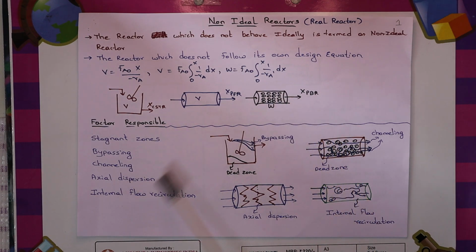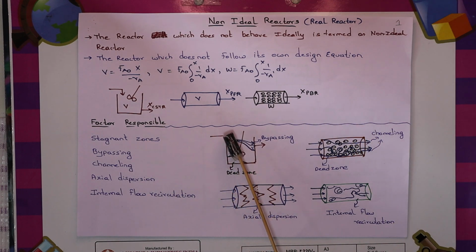So what are the possible reasons that the reactor is not behaving ideally, the factors responsible? Stagnant zones in the reactor, bypassing, channeling, dispersion, internal flow recirculations. These are some factors which cause the ideal CSTR to behave non-ideally, the ideal PFR to become a non-ideal PFR, and the packed bed reactor to become a non-ideal packed bed reactor. For example, what is this bypassing?